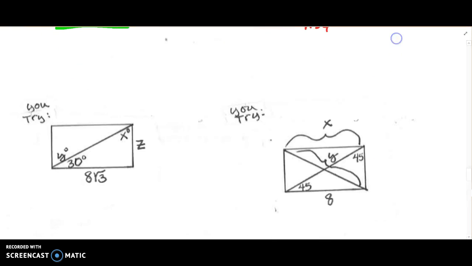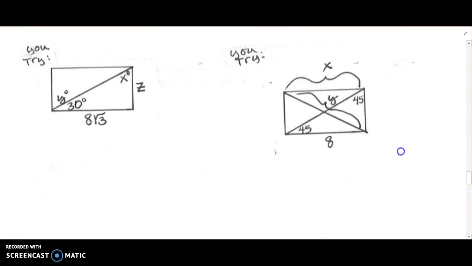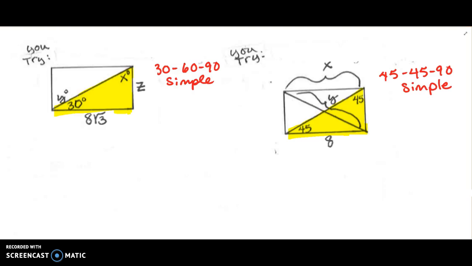Alright, so I've got 2 U-tries down here. Pause the video, give it a try, and then we'll come back together. Okay, so I hope you found out that the first U-try was a 30-60-90 simple, because what you had was a 30-60-90 triangle, 60 degrees, and then across from 60 was n root 3. And so across from 30 had to be 10. And then they didn't ask for the hypotenuse, but we know it would be 16.